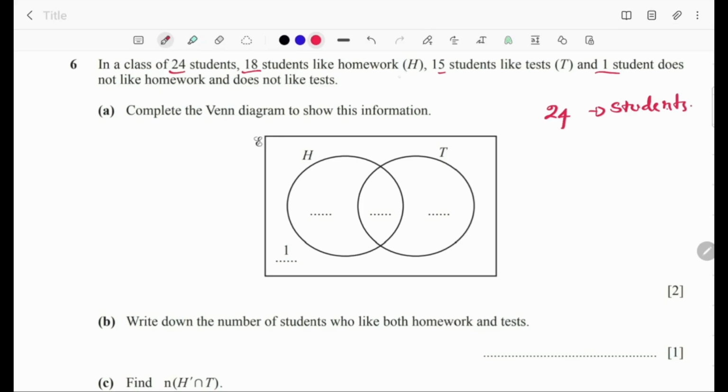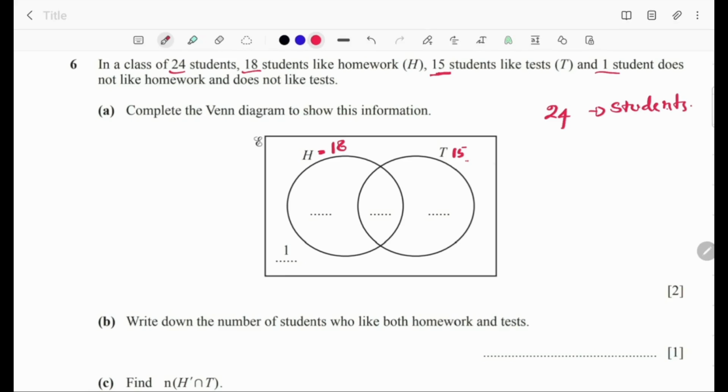18 students like homework. Homework, how many students? 18 students. And then 15 students like test. I'm not saying that you should write it with a pen. Please use a pencil when you are doing it in the exam, so that you can erase these off. This will make it easy for you to understand and do the sum easily.